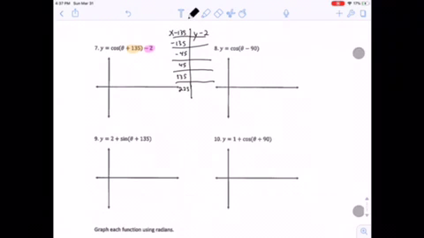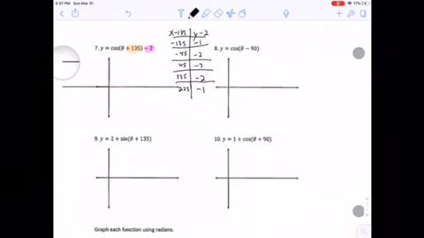Alright, it's cosine, so you're starting at 1. 1 minus 2 is -1. 0 minus 2 is -2. -1 minus 2 is -3. 0 minus 2 is -2. And 1 minus 2 is -1. So everything's below. And we are going to have to extend our x-axis out because -135 is way out there, and that's what we're going to have to do.